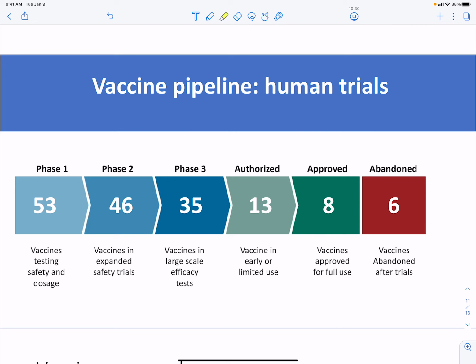You can follow this at the New York Times. So we have different phases of development of a vaccine. Phase 1 is basically they're trying to figure out, is this even safe and what dose is needed? The phase 2 is a safety trial, so it's a bigger safety trial, no efficacy. Phase 3 is where you get to your efficacy test. Currently within the pipeline, we have 13 authorized vaccines that are either in early or limited use, 8 that have been approved for full use, and 6 that have been fully abandoned after clinical trials.